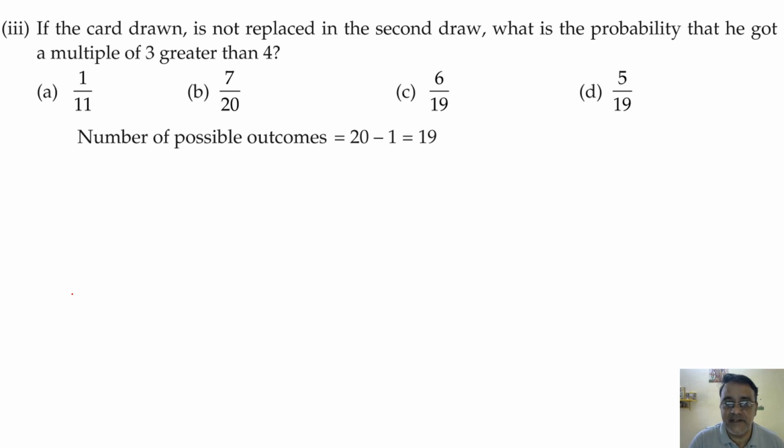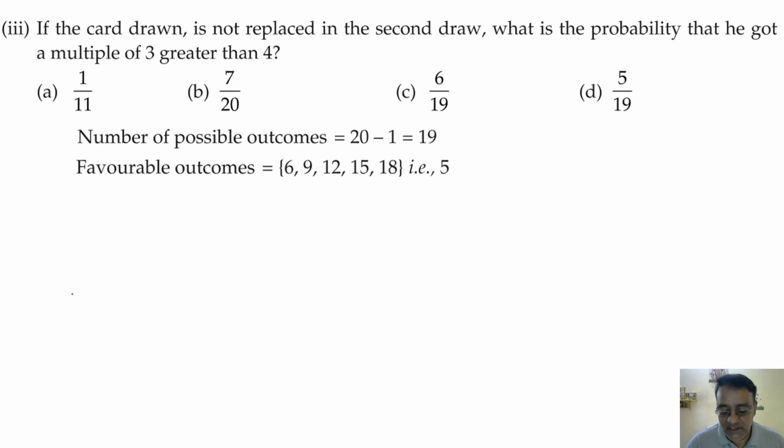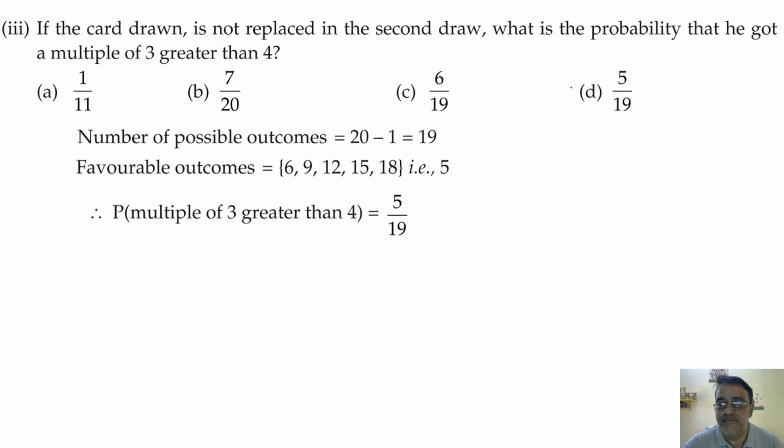सेकेंड ड्रॉ में मल्टीपल ऑफ 3 नहीं आया, क्योंकि कुछ लोग इसमें डाउट पूछे थे कि वो फर्स्ट सेकेंड ड्रॉ में हो सकता है दैट इज मल्टीपल ऑफ 3. So I am clarifying that I am adding that the card drawn in the second draw is not a multiple of 3 and it is not replaced. What is the probability that he got a multiple of 3 greater than 4? So greater than 4, the multiples of 3 are 6, 9, 12, 15, 18, that is 5, right? So the required probability is 5 by 19 and the correct option is option D.